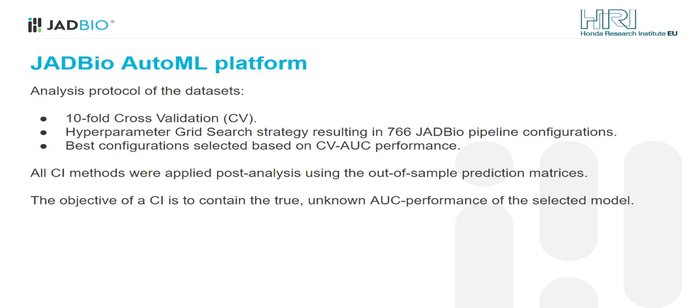All confidence interval methods were applied post-analysis using the out-of-sample prediction matrices. And the objective of a confidence interval is, on the one hand, to contain the true unknown AUC performance of the selected model, but also to be as narrow as possible.